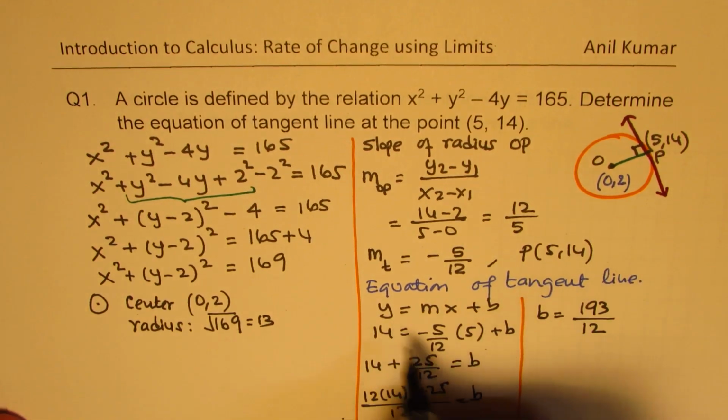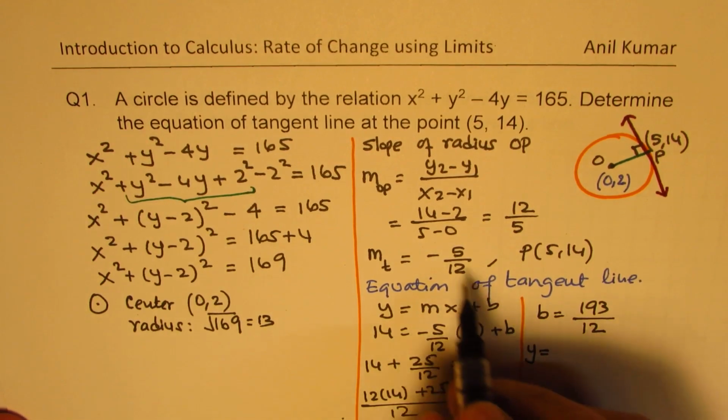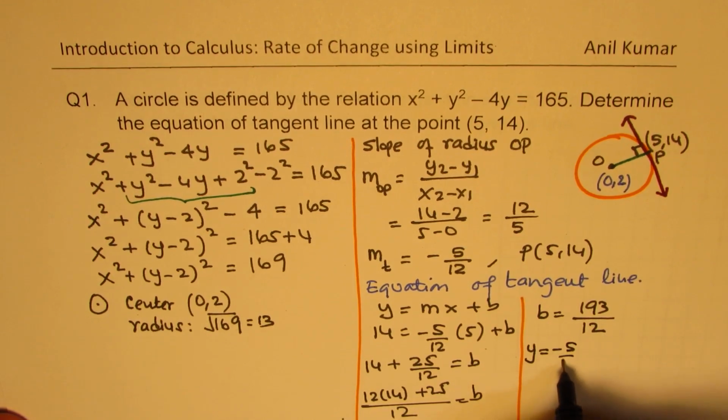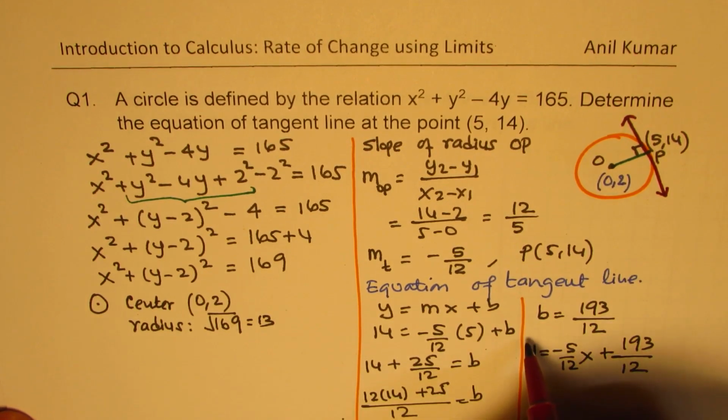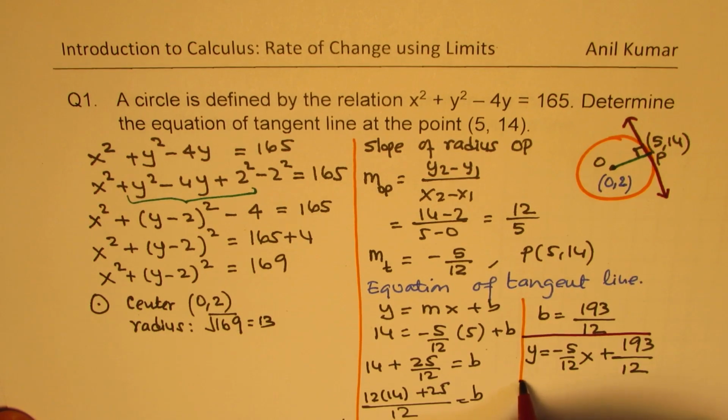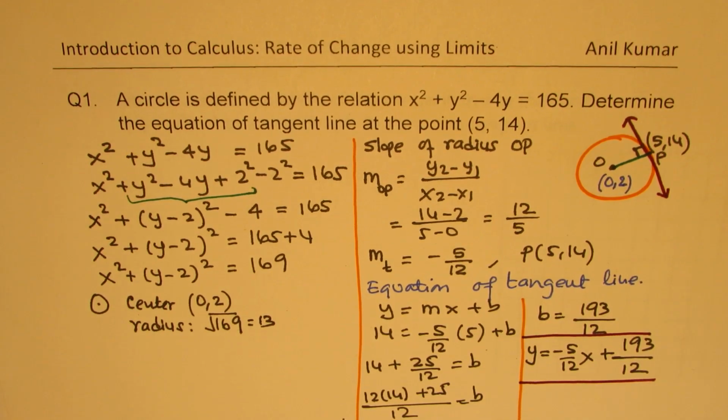So we now know the equation of the line, which is y equals slope, which is minus 5 over 12 x, plus b, 193 over 12. Right? So that is how we can answer this particular question. Is that clear? I hope these steps are absolutely clear.